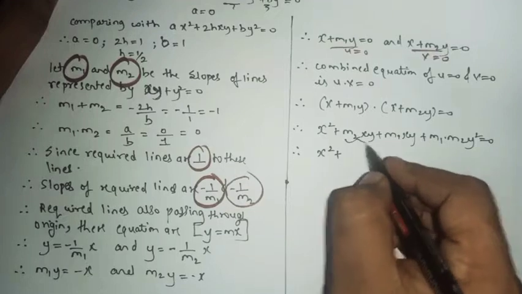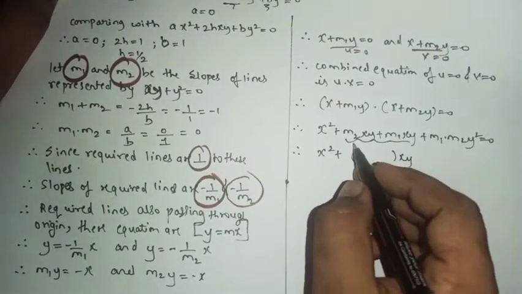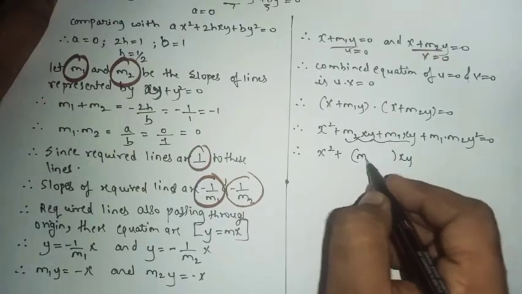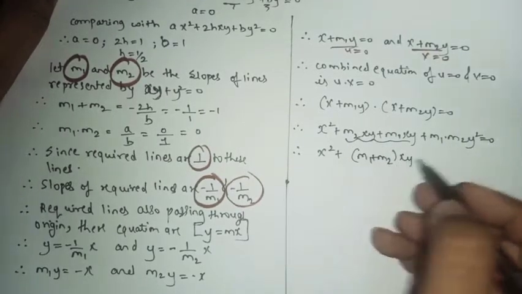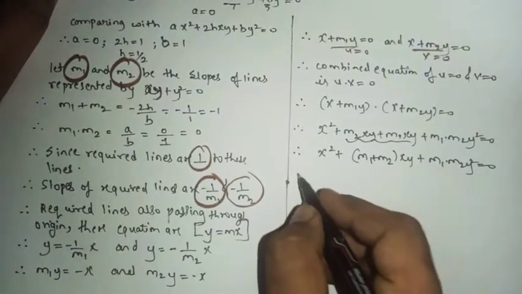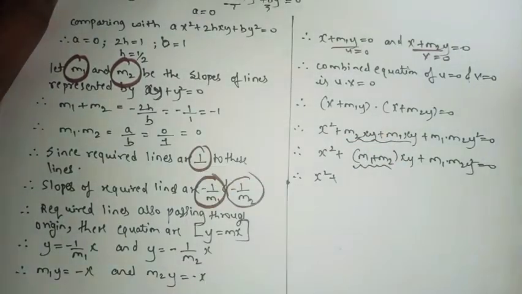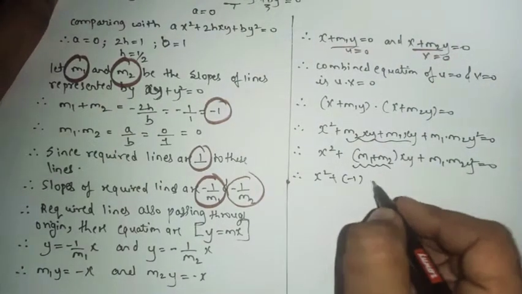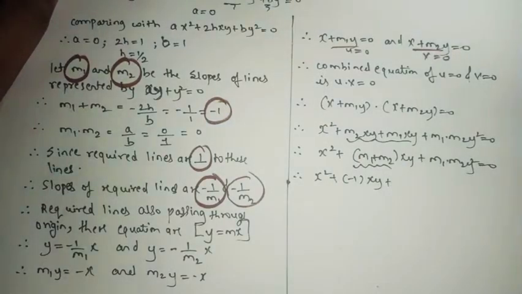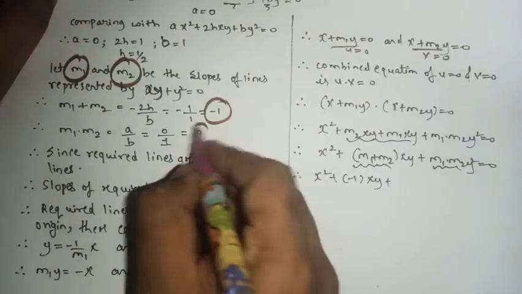So x square will be the same. Here we have xy as common, so we are left with m2 plus m1. In place of m2 plus m1 we can write m1 plus m2, that is one and the same, and this part will be the same. So replace the value of m1 plus m2 by minus 1, xy plus, and m1 m2 by 0.